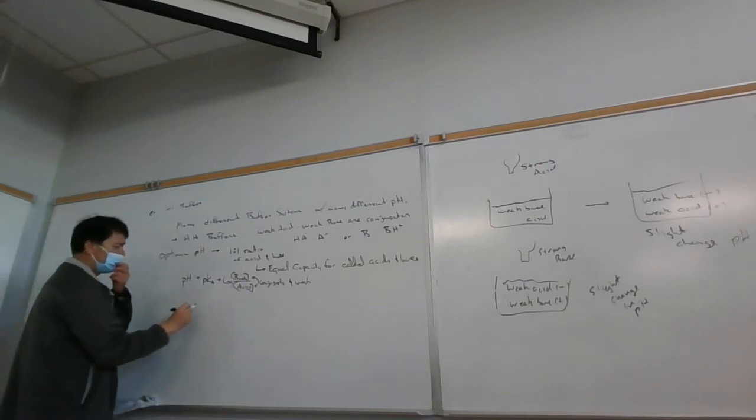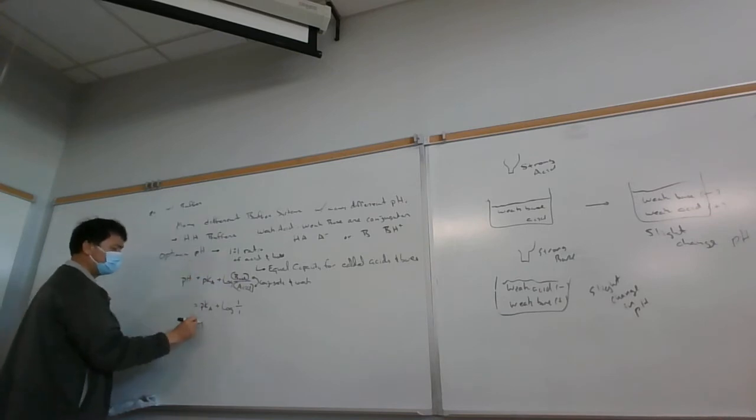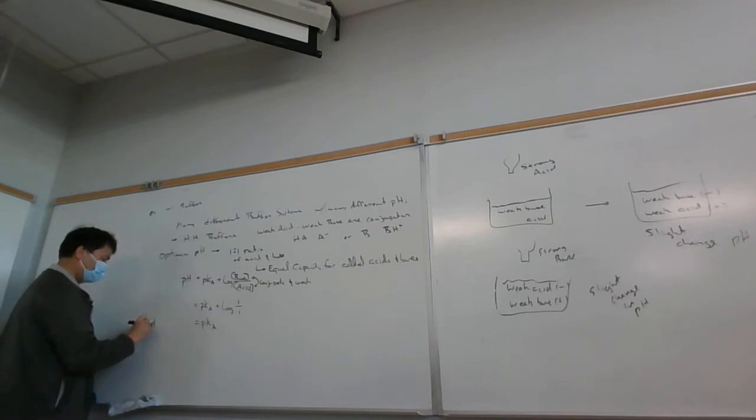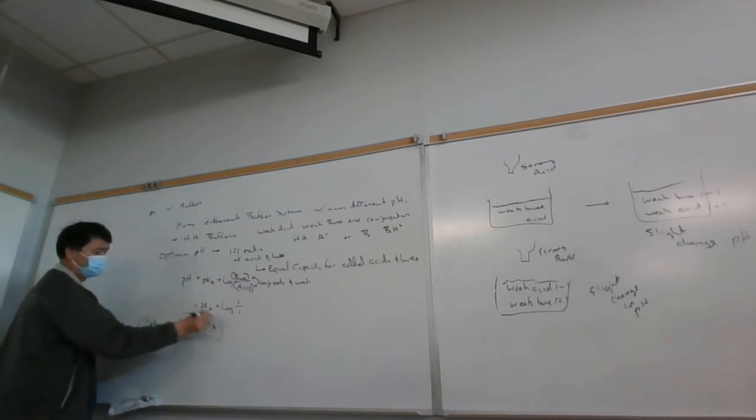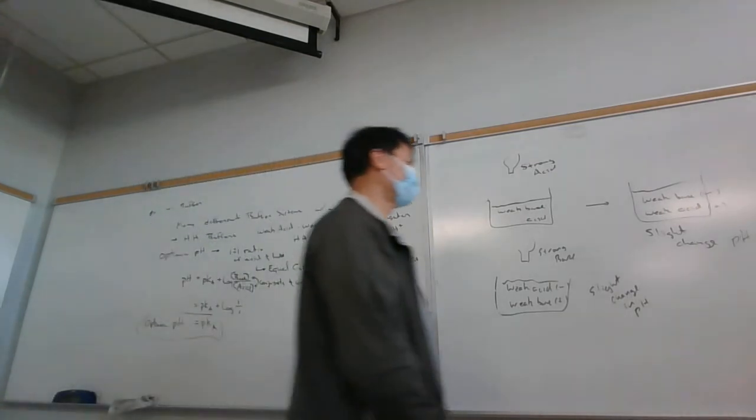Okay, so if we have a 1 to 1 ratio, then pH is equal to pKa plus the log of 1 to 1, which means the optimum pH is equal to the pKa. So the optimum pH is just equal to the pKa, or the power of the Ka.